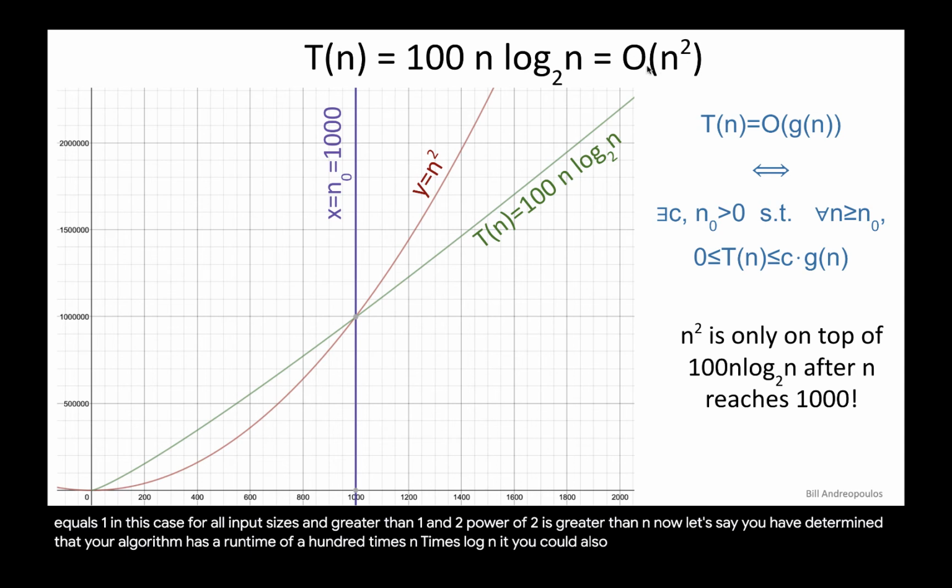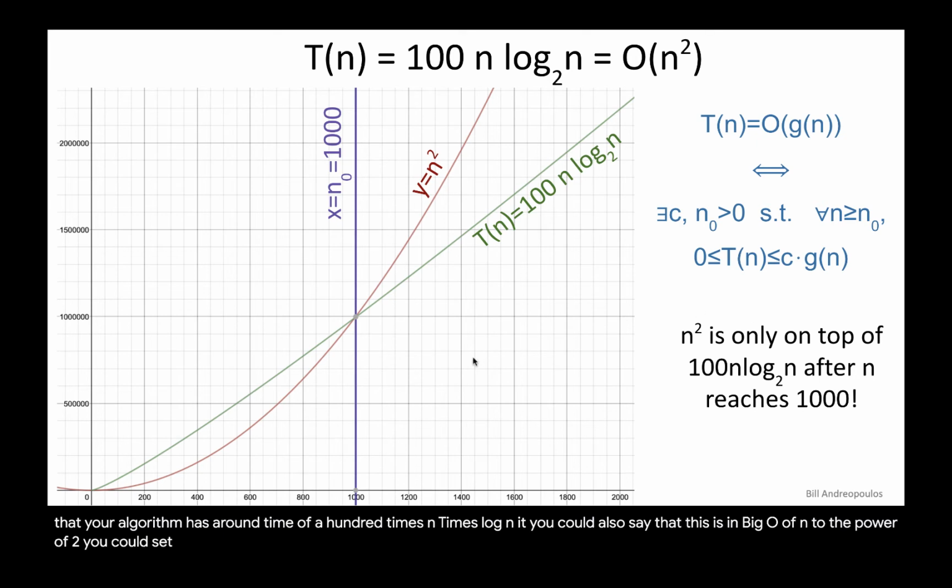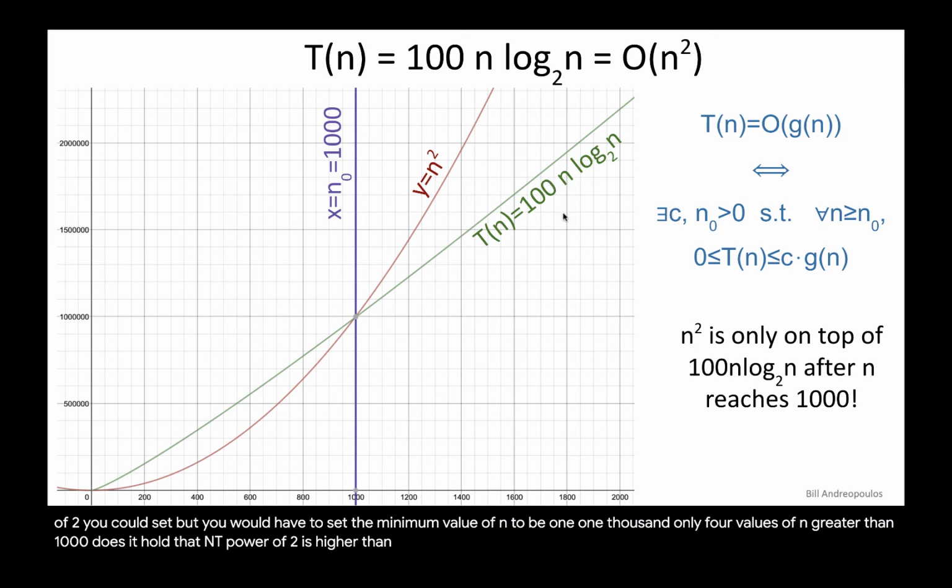Now, let's say you have determined that your algorithm has a runtime of 100 times n times log n. You could also say that this is in big O of n to the power of 2, but you would have to set the minimum value of n to be 1000. Only for values of n greater than 1000 does it hold that n to the power of 2 is higher than 100 times n times log n.